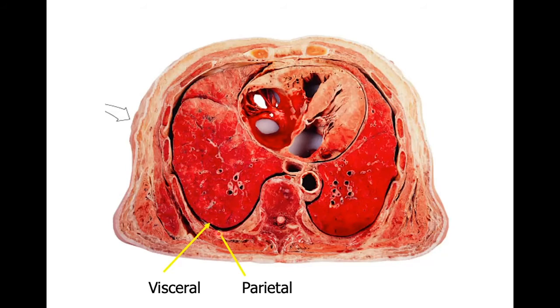Over here, you can see labeled the parietal pleura, which would be contacting the thoracic cage itself. And then you see the visceral layer would be the layer contacting the lungs specifically. And so the intrapleural space would be this dark space located between the visceral and the parietal pleura.